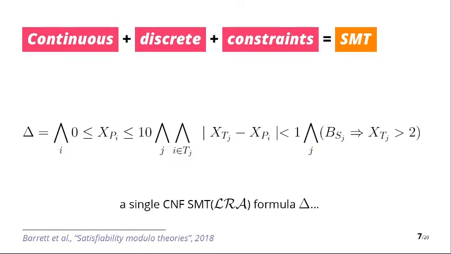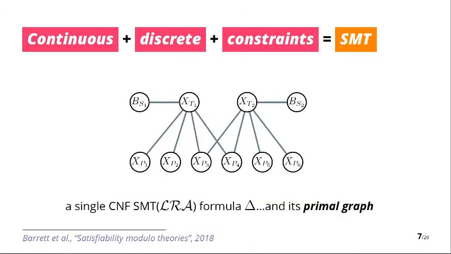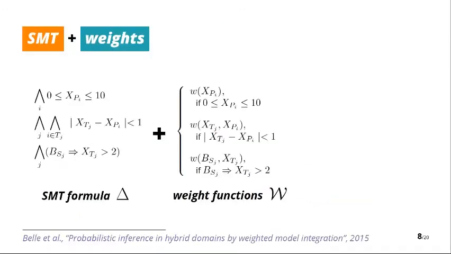When we bring all these constraints together, what we obtain here is a single SMT formula in conjunctive normal form, describing the skill matching system. To further abstract the variable dependencies in the SMT formula, we could derive a primal graph for the formula. The primal graph denotes a variable in the SMT formula, and there is an edge connecting two nodes if the two variables are in the same clause in the SMT formula.